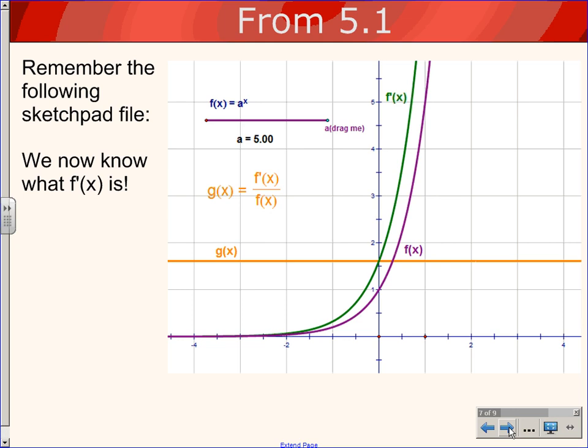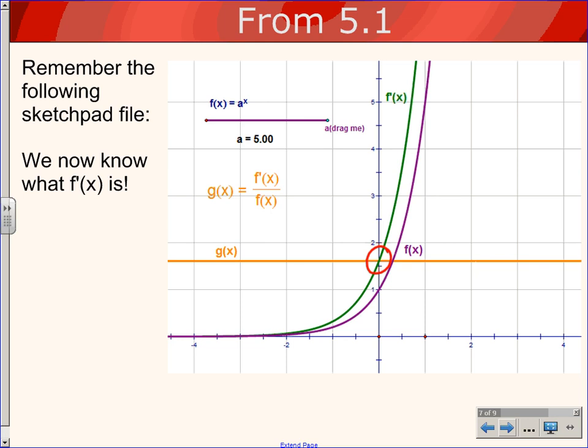This was how we started in this chapter, right? We looked at this little sketchpad file, and we were comparing the original function with the derivative, and then we were looking at the ratio. And what we found was we knew the derivative was always exponential. We knew that it was above the original function if the base was bigger than e. We knew that it was below the original function if the base was less than e. But we never knew exactly where this point was. We didn't know that part. But now we do.